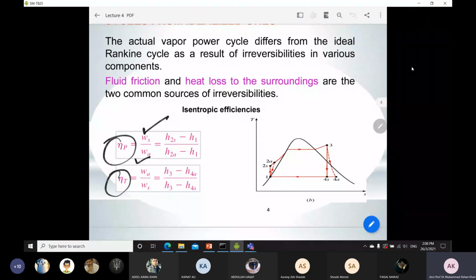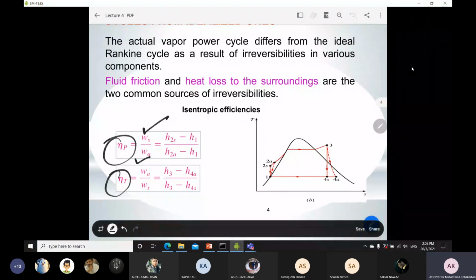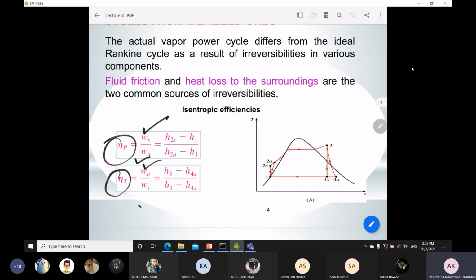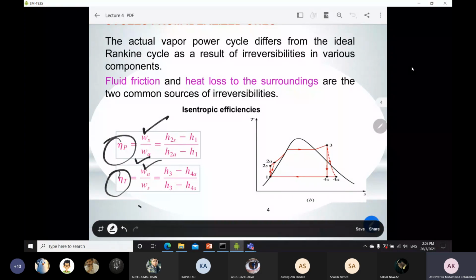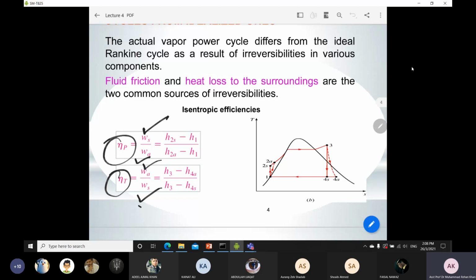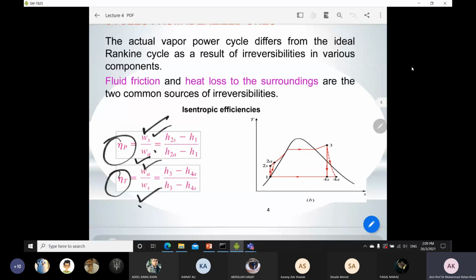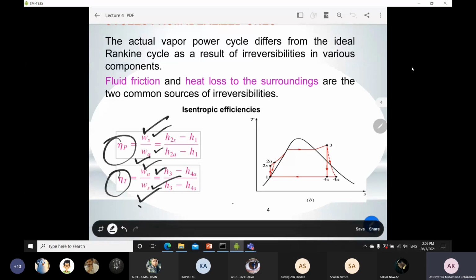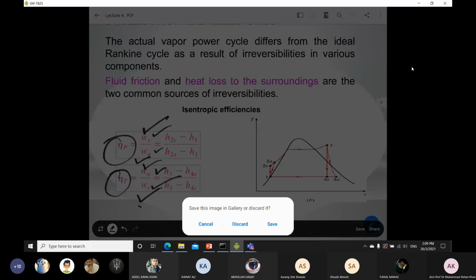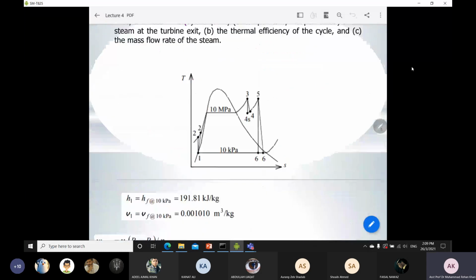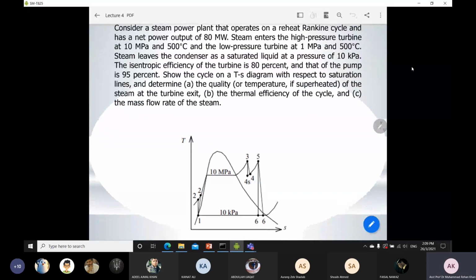Similarly for the turbine section, the isentropic efficiency of the turbine is the actual work, which is H3 minus H4a, divided by the isentropic work. I hope you are all clear about why the WS term is above and WA below for the pump, and WA is above and WS is the denominator for the turbine. I already explained this in the previous class as well. Now, coming to the actual reheat cycle, we will start with one example.